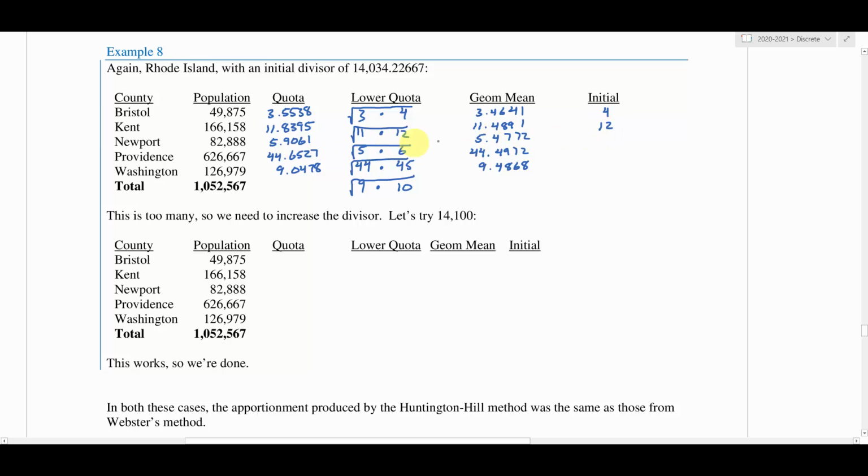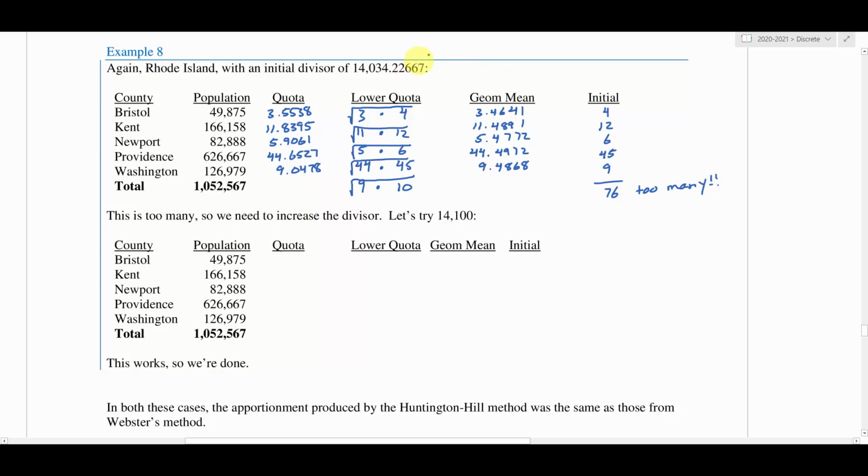Okay, 0.9061 is bigger, so this is going to round up to 6. 6527 is bigger, so this is going to round up to 45. And the last one here is less than, so it's going to stay at 9. And then I got to add these up and see how many I get. 4, 12, 6, 45, and 9 add up to be 76, and this is too many.